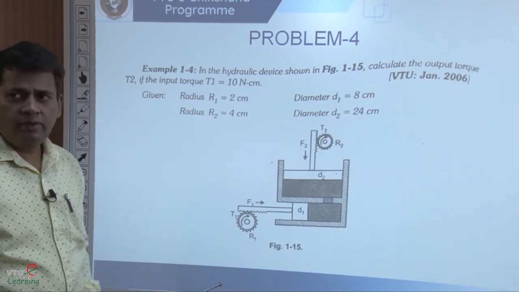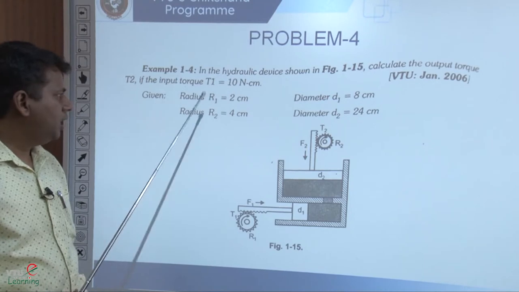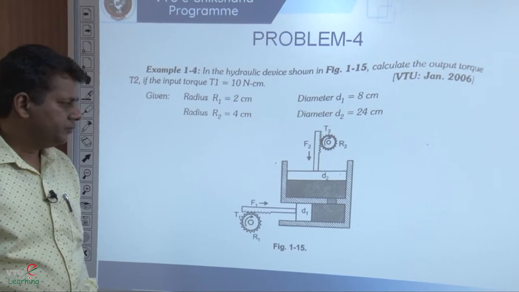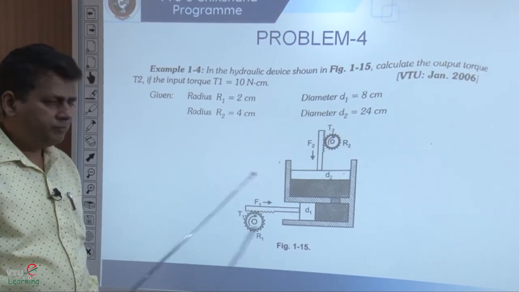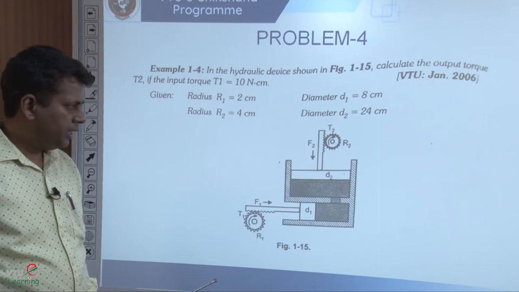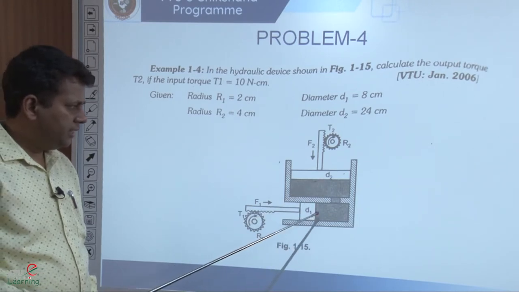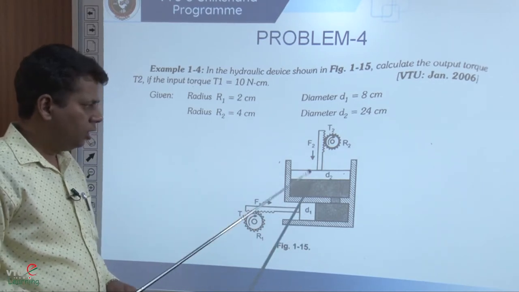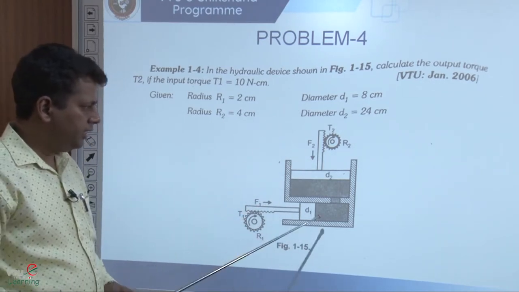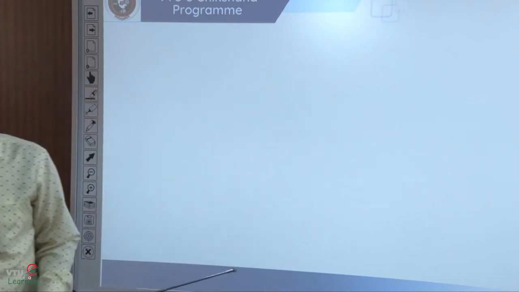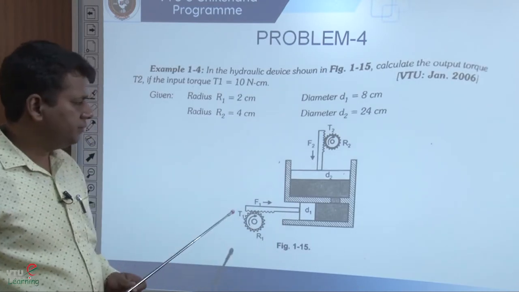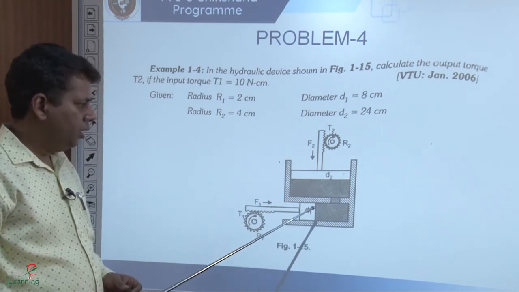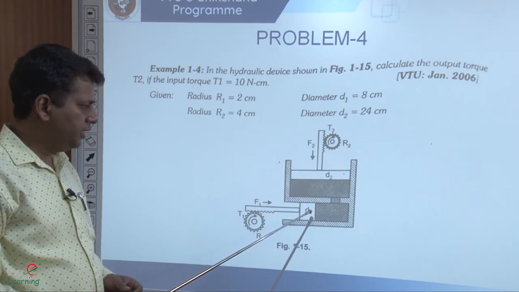Also given are radius R1 2 centimeter, radius R2 4 centimeter, right? So, this is the configuration given to you. You can see that there are two cylinders mounted. This is one cylinder and this is the other cylinder, right? So, bottom cylinder and top cylinder. The bottom cylinder is a horizontal cylinder.